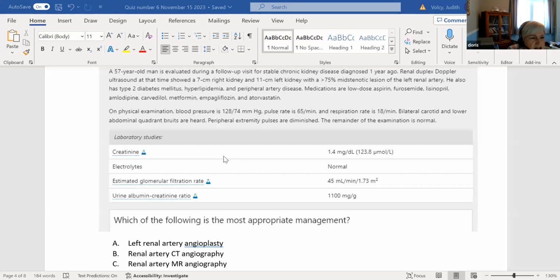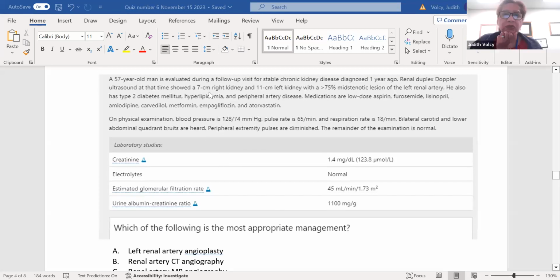Okay, so when you look at the ultrasound, you see two different sized kidneys. The right one is small and the left one is normal size.